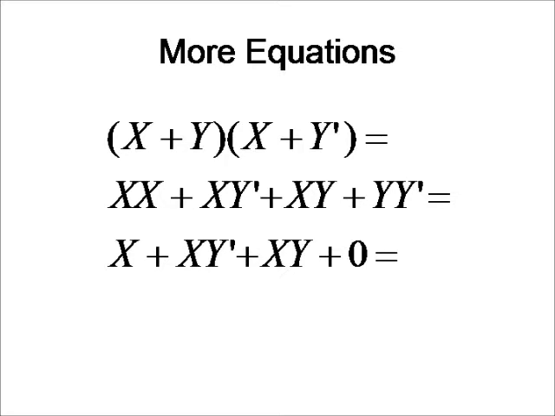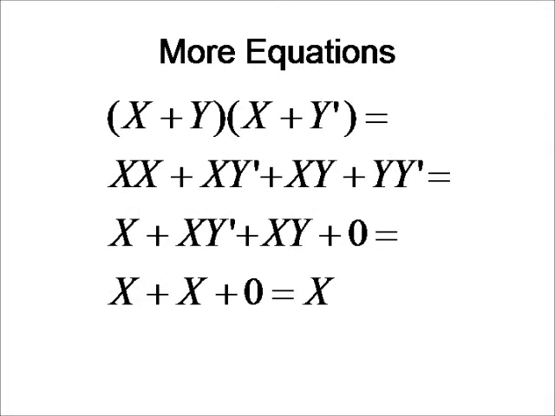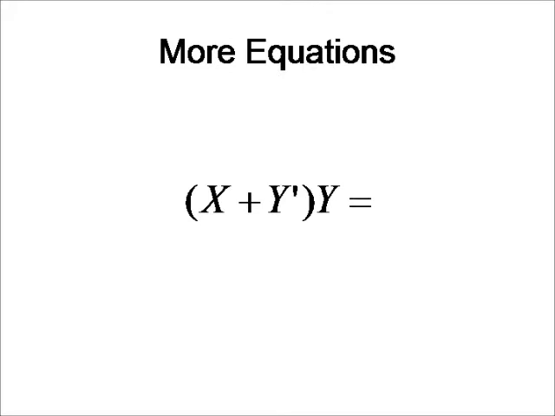This leaves us with the equation x plus xy naught plus xy plus 0. Then what we do is take the xy naught plus xy that we have done in a previous problem, and we just simplify that to x, because we know that xy naught plus xy is x from that previous problem. So now we're left with x plus 0, which turns out to be x. Let's try another equation using the distributive property. Let's look at x plus y naught ANDed with y.